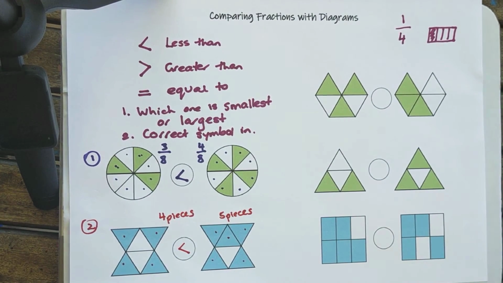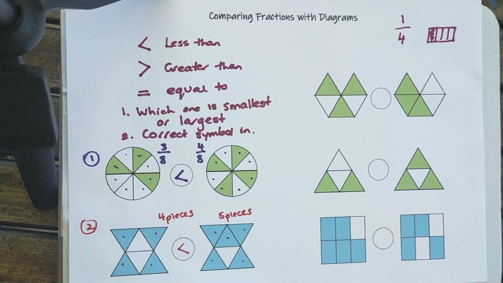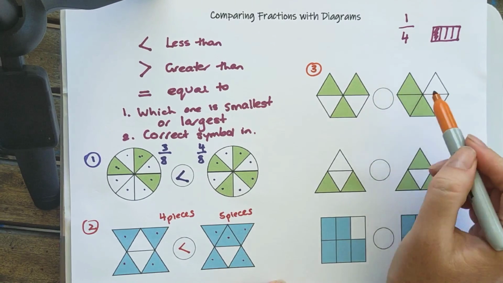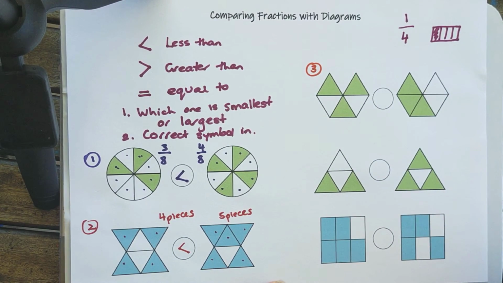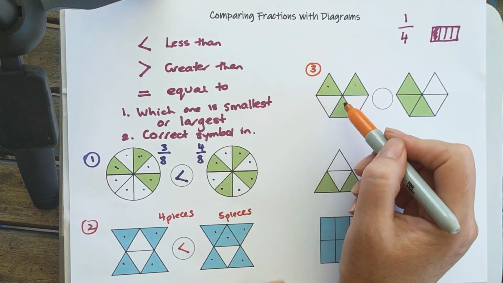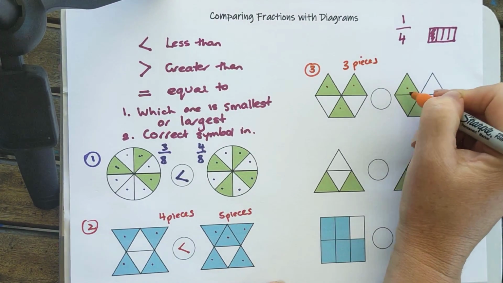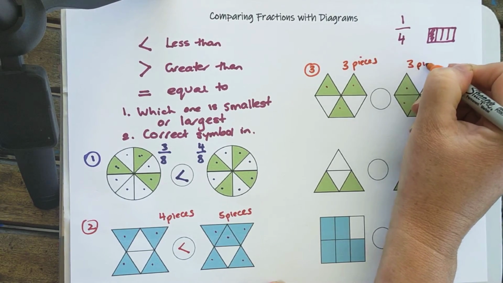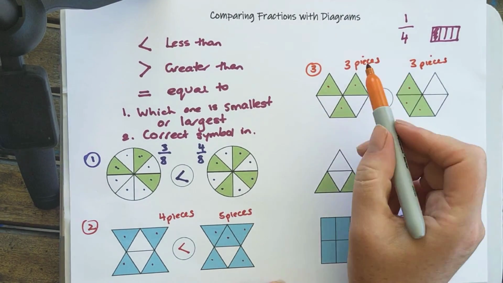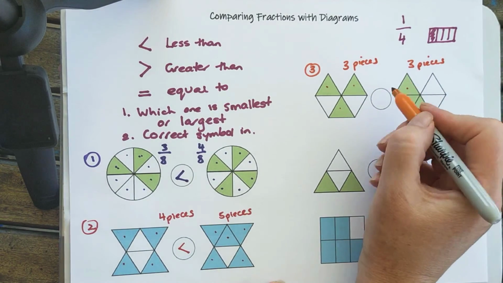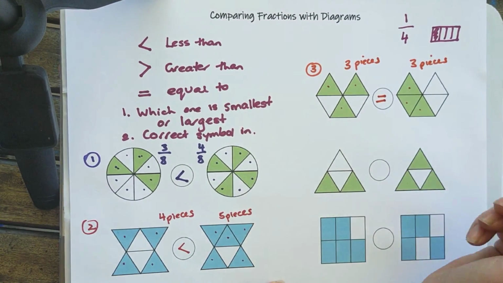Let's have a look at another example, and we might have a look at our top example. So we'll call this one number 3. If we look here, same number of pieces in our diagram, so that's good. We've got 1, 2, 3 pieces here. We've got 1, 2, 3 pieces here. So 3 pieces isn't bigger than 3 pieces. It's not smaller than 3 pieces. It is equal. So these ones are in fact equal to each other.